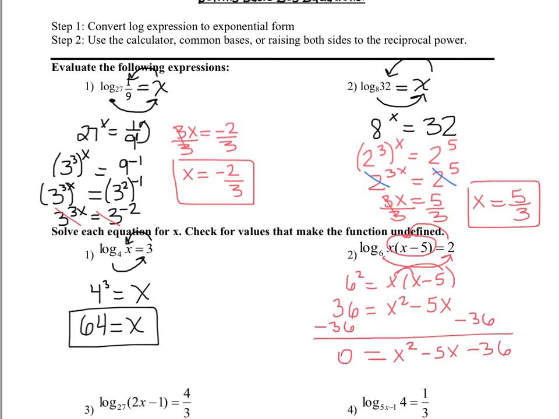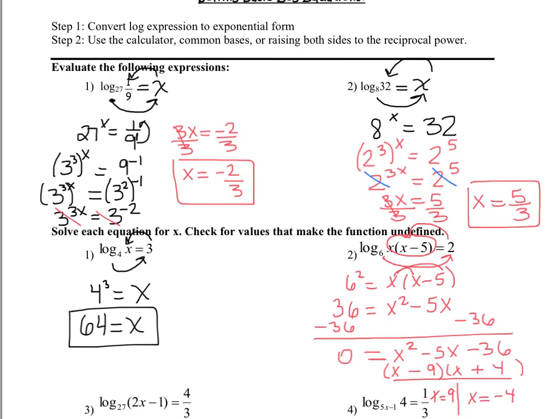Okay, so you should be factoring this to x minus 9 and x plus 4. And when you solve, you should have two answers for x. X is equal to 9, or x is equal to negative 4.